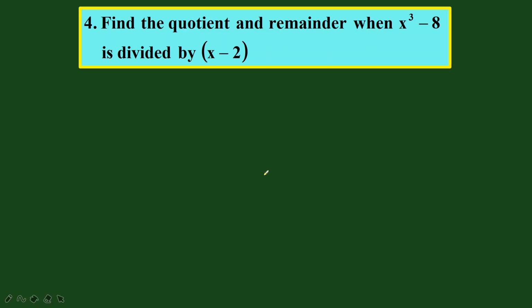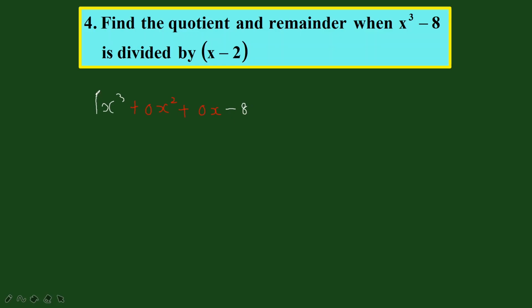Alright, in question number 4, if you notice, I have my polynomial as x cubed minus 8 and my divisor is x minus 2. So when I write them in, I will have x cubed here, but there is an x squared and x missing. So I will need to add them in. So I will write plus 0x squared and also plus 0x. Okay, I need to add that in before I continue my long division.